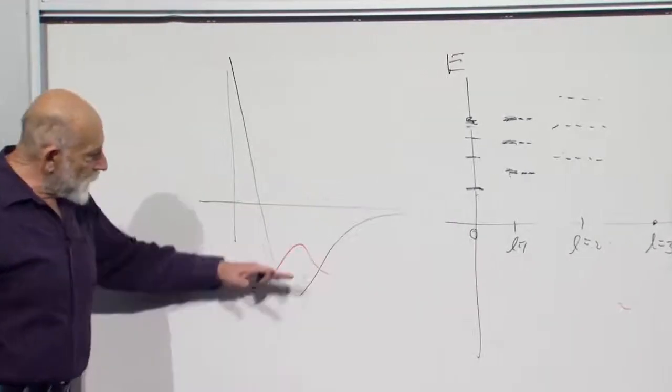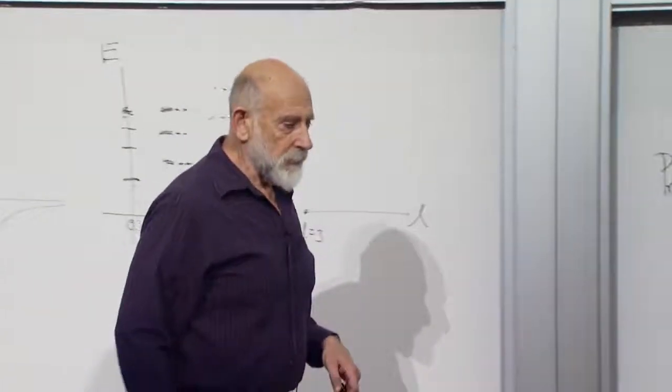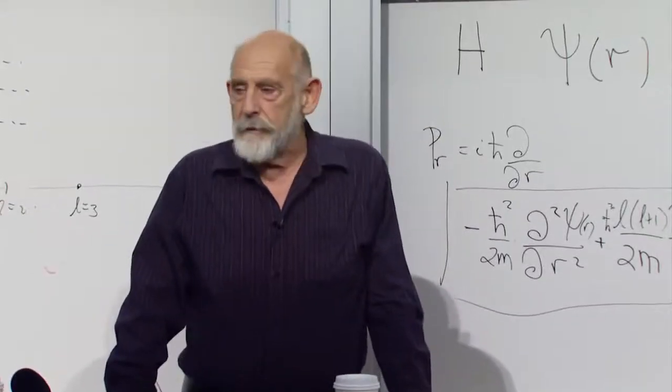At some point, when the energy gets too high, just like in classical physics, what happens when the energy gets too high for an orbit around the sun?